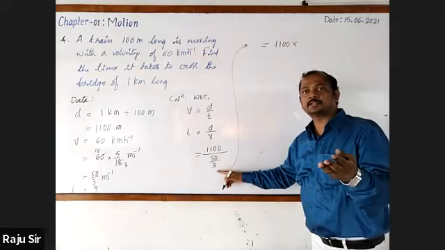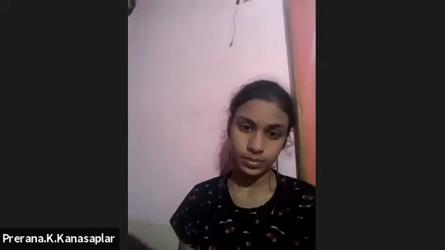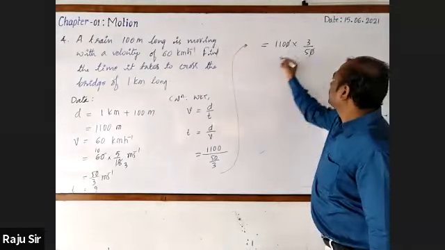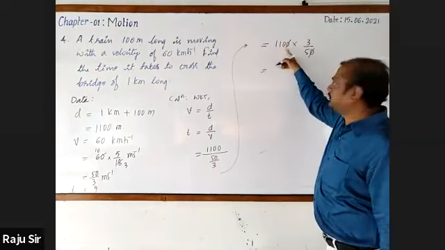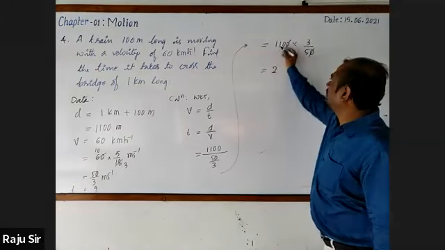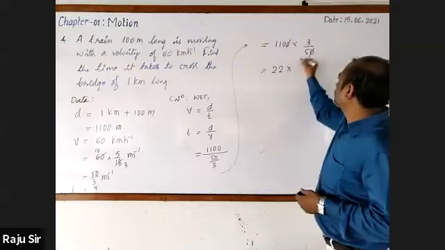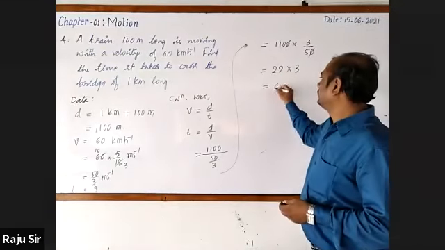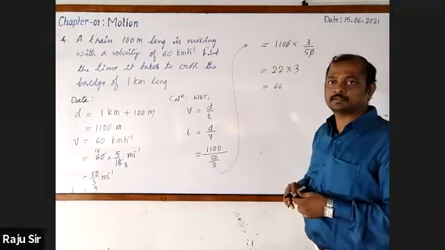You may go for taking its reciprocal. Reciprocal is 3 by 50. The zeros get cancelled. Divide 110 by 5. 5 2s are 10, 1 will remain, it becomes 22. 22 into 3, 22 3s are 66.